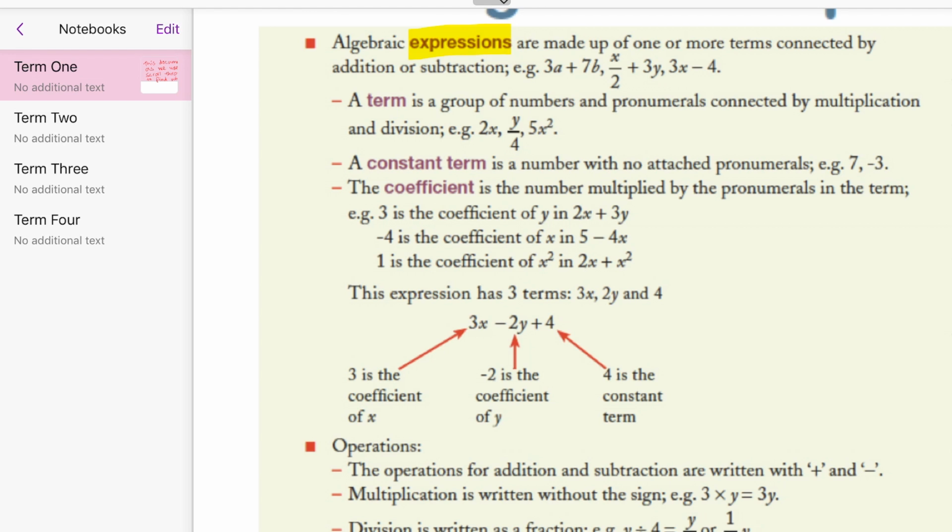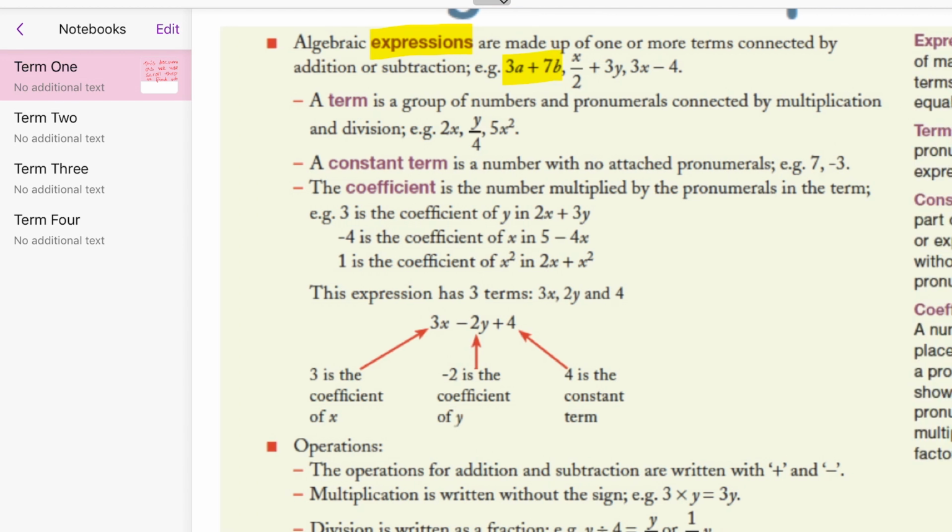First of all, the word expressions, okay? They are made up of one or more terms. They're connected by adding or subtracting. Expressions are not equations, okay? Equations have an equal sign. That's the major difference between an expression or an equation. So 3a plus 7b is an expression. There's no equal sign, all right? So that's how you can tell the difference.